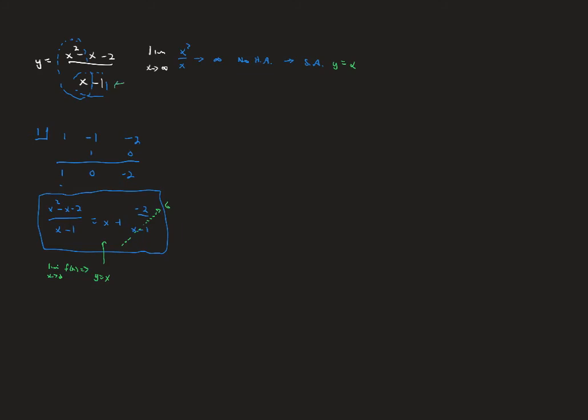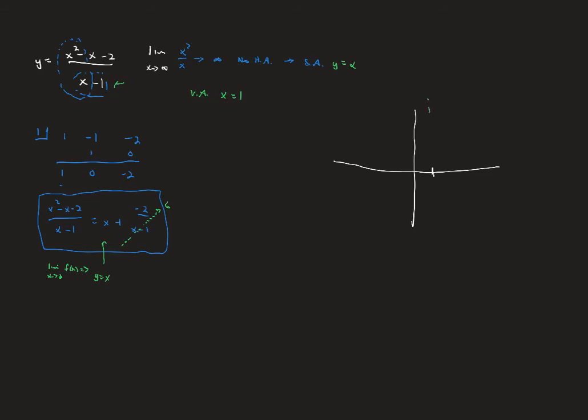So we are going to get a slant asymptote of y equals x. As before, we can tell that this is going to have a vertical asymptote at x equals 1, where the denominator will be 0 and our function will be undefined. So let's see if we can put it together in a graph. We've got x equals 1 is going to be our vertical asymptote.